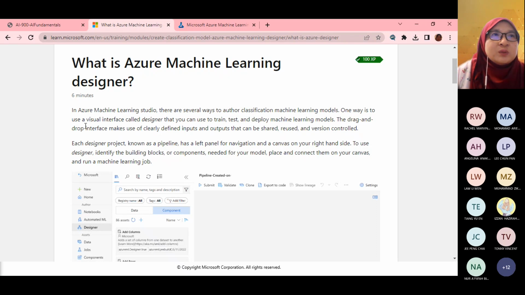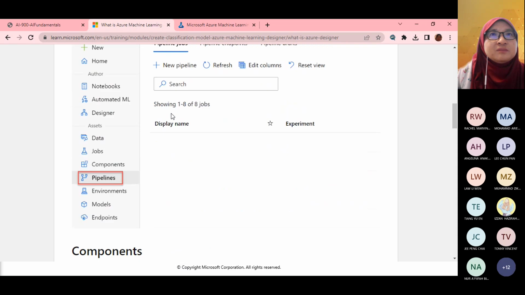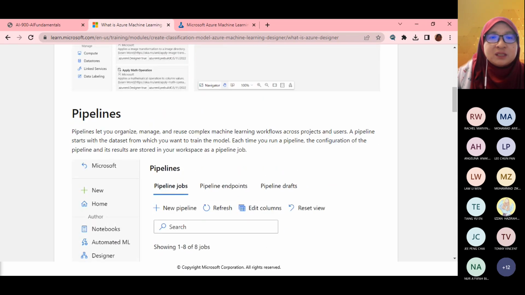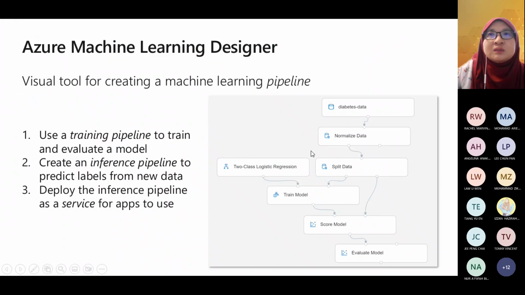So one way is to use the visual interface, which is called designer, where you train, test and deploy machine learning models. You just drag and drop using these interfaces. Okay, this is the pipeline. Remember the example I gave you earlier, this part. So the pipeline, the data, how you normalize it, how you split it, how you use the inference pipeline to train your model and get the validate score, as well as validate it.